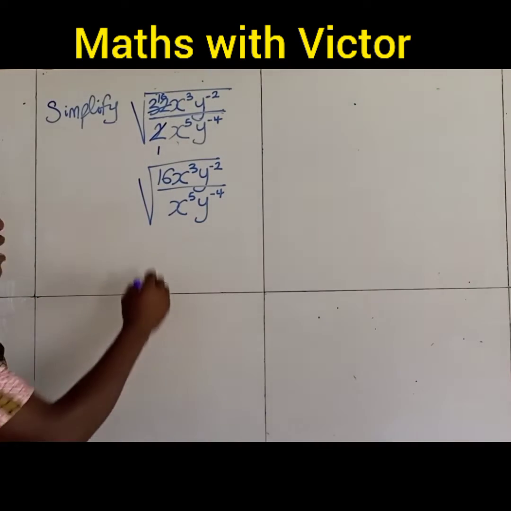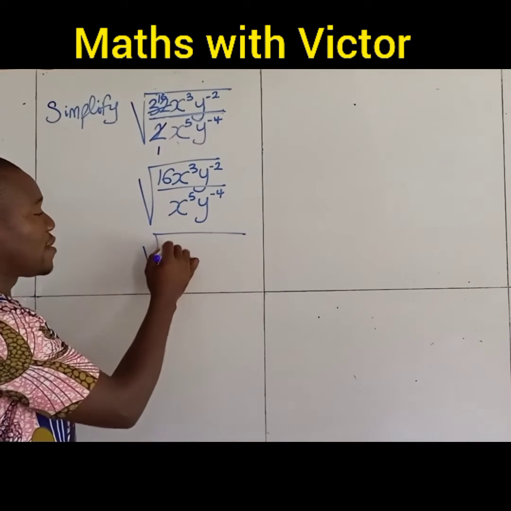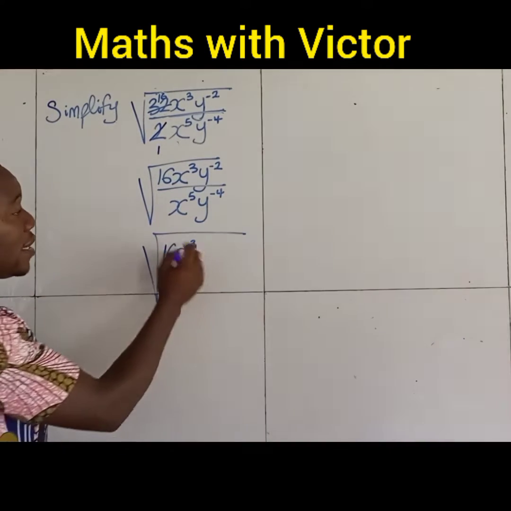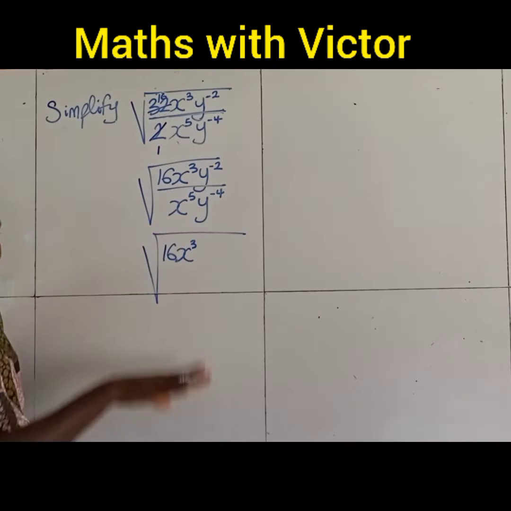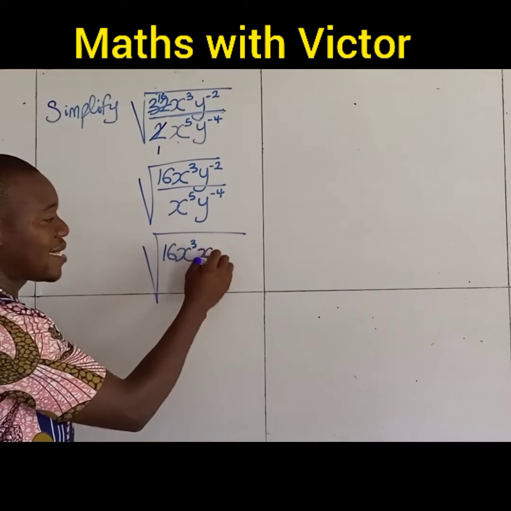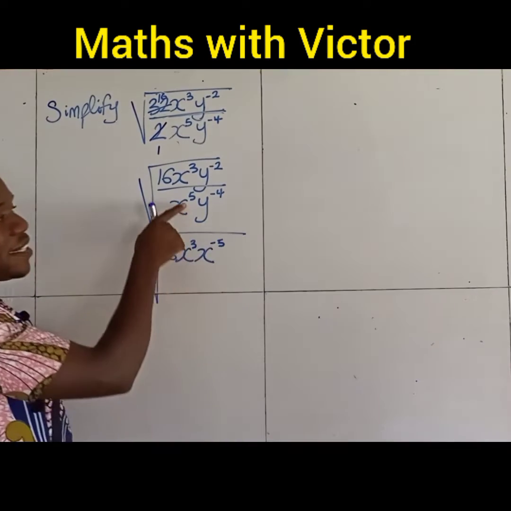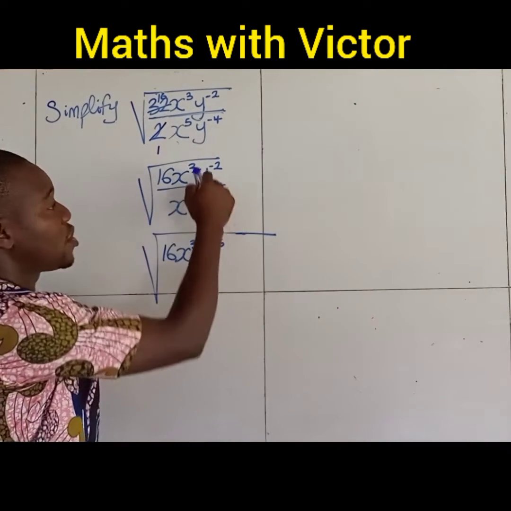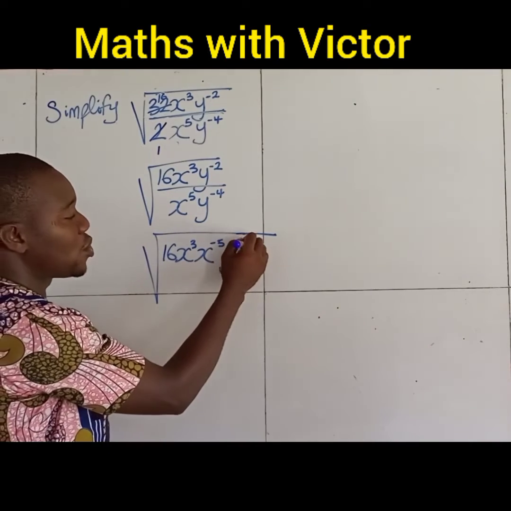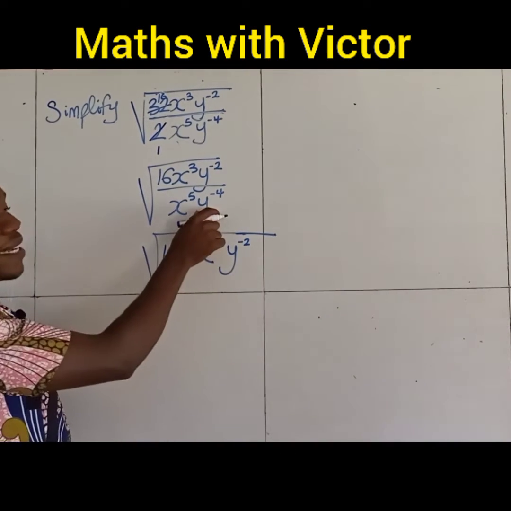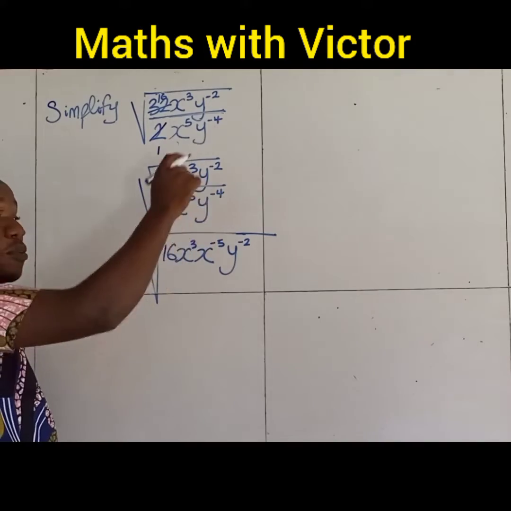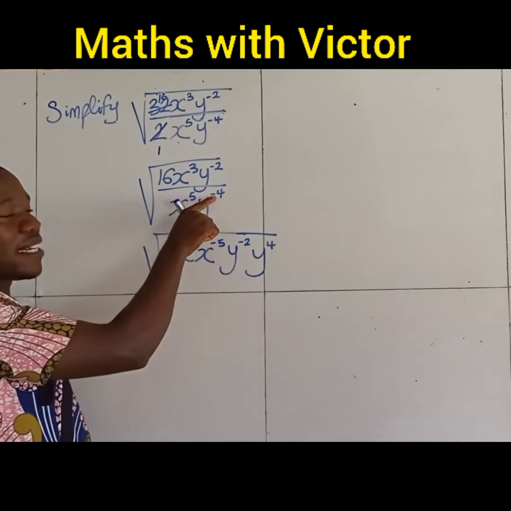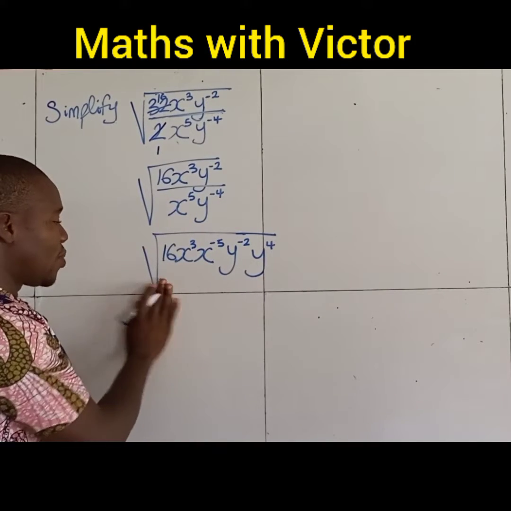So when that happens, I have square root of 16x raised to the power of 3. I will move x to the power of 5 from the denominator to the numerator. It becomes x to the power of minus 5. The sign changed from plus to minus. I still have y to the power of minus 2 as a numerator. I can also move y to the power of minus 4 to become a numerator. It becomes y to the power of 4. The sign changed from minus to plus. So this is where we are.